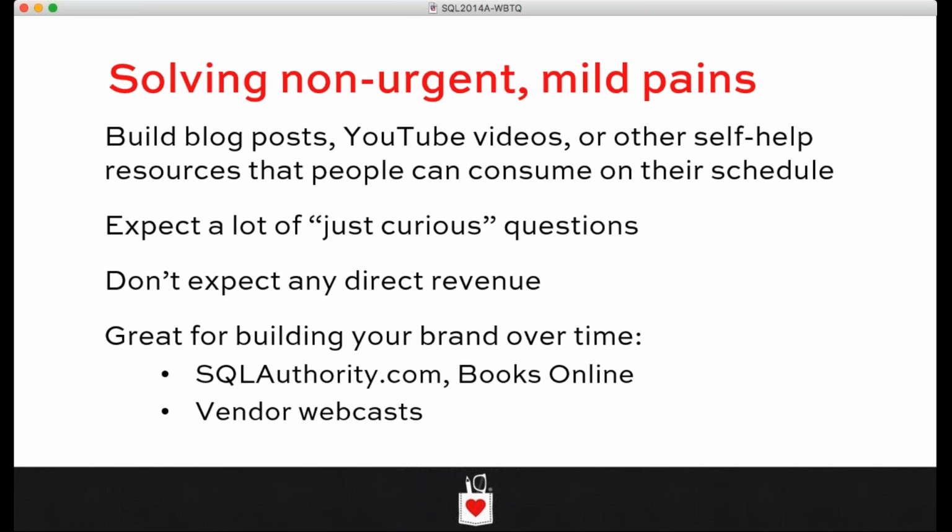You're not going to make any money off of this. It's very hard. You could make money. You take Pinal Dave of SQLauthority.com, vendor webcasts. There are ways that money changes hands. It's just not spectacular money. It's very tiny pieces of money, and it's typically indirect revenue, like an advertiser is paying you to solve that pain. You will reach a lot of people because this is how the world solves their non-urgent, non-mission critical pains.